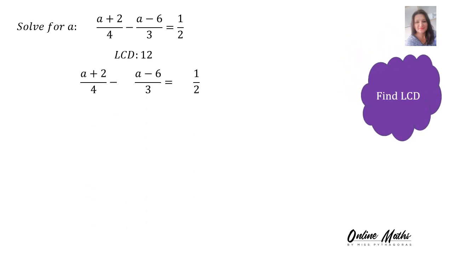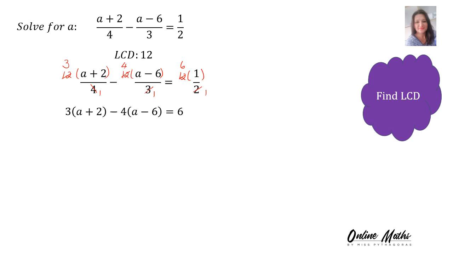And then in the next step, what do we do? We take the 12, the LCD, and we will multiply every single term by 12. And please note the use of brackets. Then I will cancel out and I will say 4 goes in itself once, 4 goes into 12 3 times. 3 goes in itself once, 3 goes into 12 4 times. 2 goes in itself once, 2 goes into 12 6 times. And then I'm left with 3 bracket a plus 2 minus 4 bracket a minus 6 equals 6.